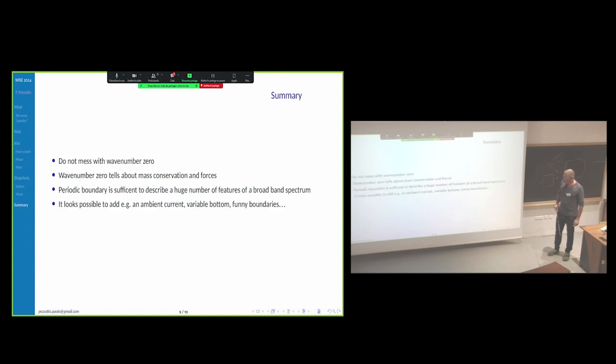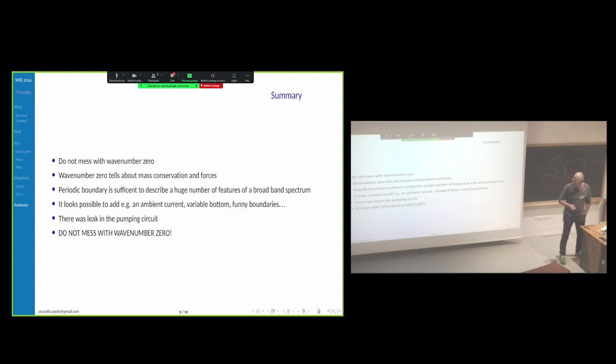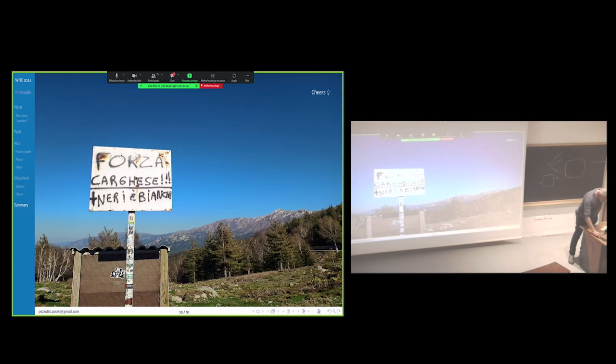So that's it. Basically, the first point is don't mess it up with the wave number zero, because it tells you about mass conservation and the forces. And actually, it gives a contribution on the stresses. And as Miguel told this morning, the periodic system is a little bit more intelligible for human beings like us to describe things. In the tank there was a leak, so probably that was the problem. And don't mess it up with number 0.